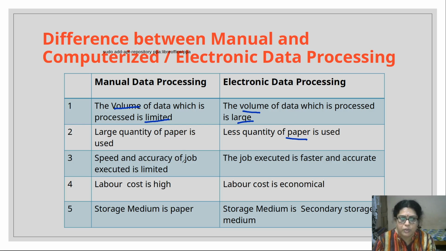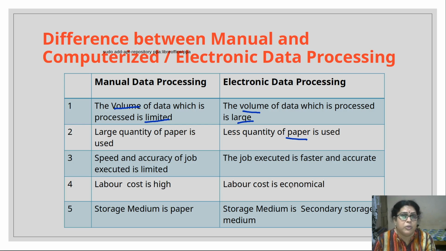Okay, speed and accuracy of job execution is limited. Because we are manually storing it, we tend to become tired. We are human beings, isn't it? We cannot be continuously doing work. Whereas here the job is executed faster and accurately. Labor cost is high. Yes, so how much work is done, that much money has to be paid. Here labor cost is economical.